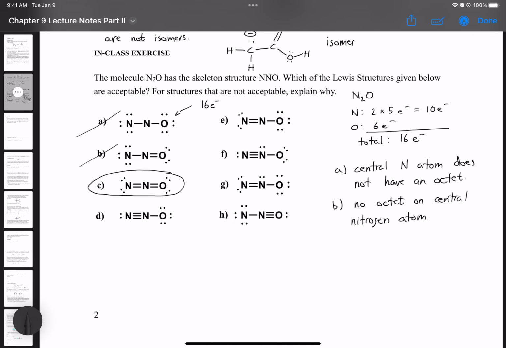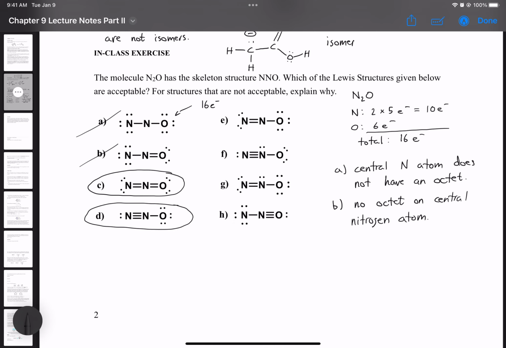Okay. How about letter D? Okay, we see we have a triple bond between the nitrogens. That maintains the octet for them. And then we have also an octet on the oxygen. So this is good as well. And we see here we have a total of 16 electrons. So D is perfectly good as well. Okay. E. Okay.